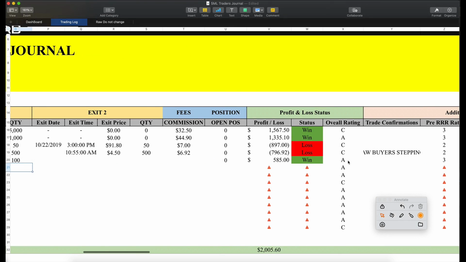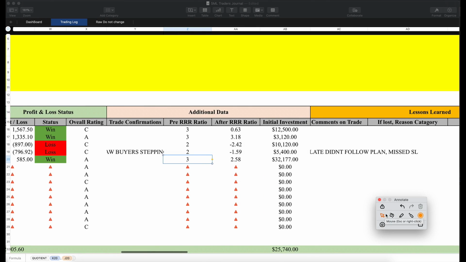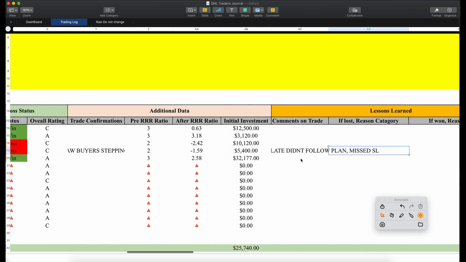Now, moving forward, what's your trade setup? What rating do you give it? A, B, C, right? And then obviously your trade confirmations, why you got in, why you got out. And then right here is your pre-reward risk ratio, and then after. Pretty okay, pretty fine, nothing crazy. And then right here, once again, your initial investment into the trade. Any comments? If lost, why'd you lose? Or if you made money, why do you think you made money? What's something you could have done? So that's the whole idea of tracking, right?